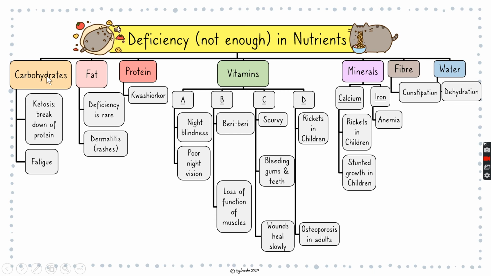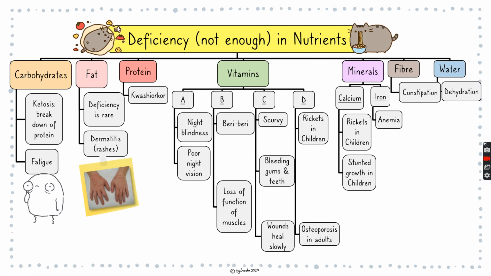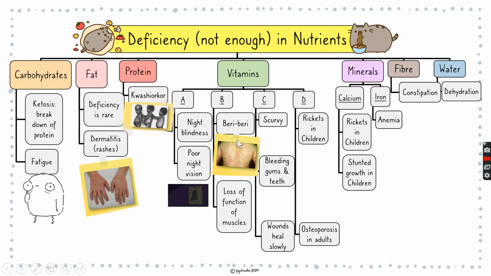So for carbohydrates, we talked about ketosis, which is the breakdown of protein, and also fatigue. That means that you're going to get pretty tired, like for quite a long time. Fat, you can get dermatitis, but the deficiency for fat is pretty rare. Protein, you get kwashiorkor. For vitamin A, you can get night blindness, which means that you're going to have poor night vision. And for vitamin B, that is beriberi, which is the loss of function of muscles.